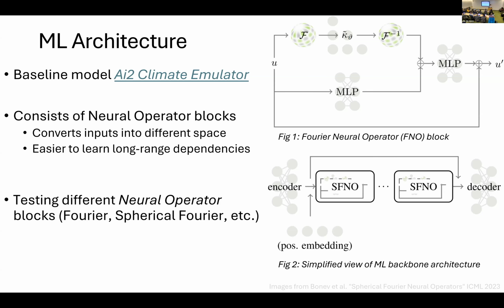And the entire model is something like this. It's a simplified view. We have an encoder which converts the input grids data into a higher dimensional space. Then we have a series of these Fourier neural operators. And finally, we get the output and decode it back to the grid space and obtain the forecast.